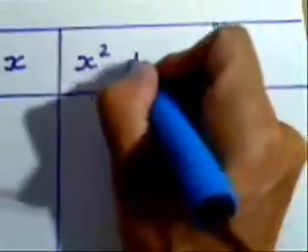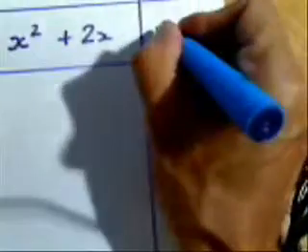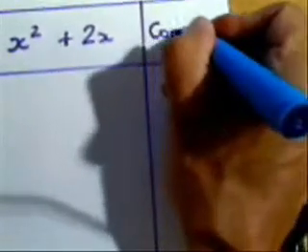So we tend to use a table, which you're pretty familiar with, and in the left hand column we put x. In the middle column we write the equation we're trying to solve, so in this case ours is x squared plus 2x. And on the right hand side we label it as our comment, and that's where we write whether our trial is too high or too low.